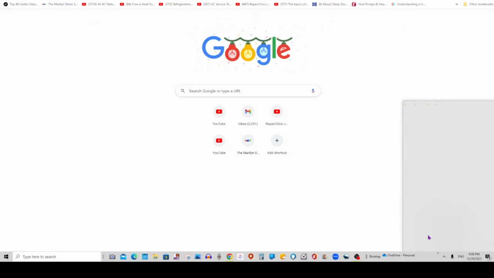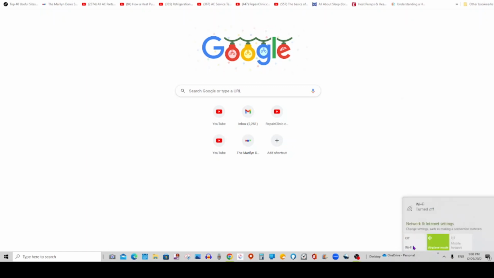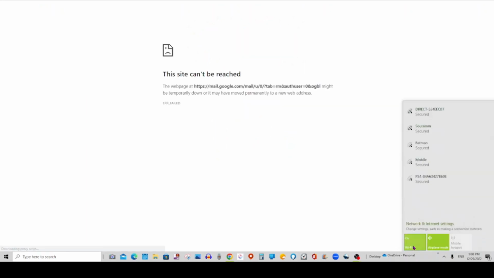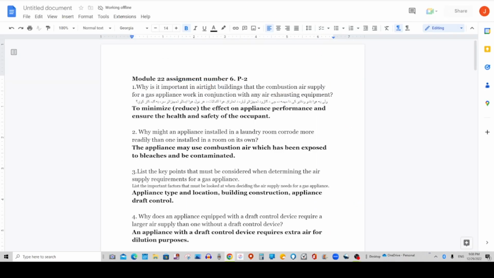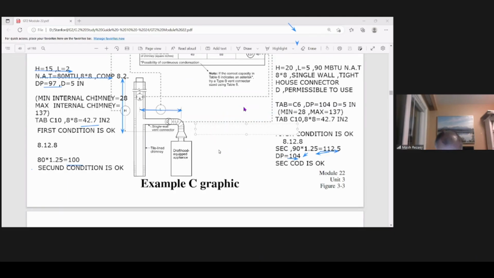Sir, just one question. So if either one of these conditions is not okay, then we are not supposed to use it? It has to be both conditions. All right. If one of them is not okay, then you cannot use that chimney. Okay, makes sense.